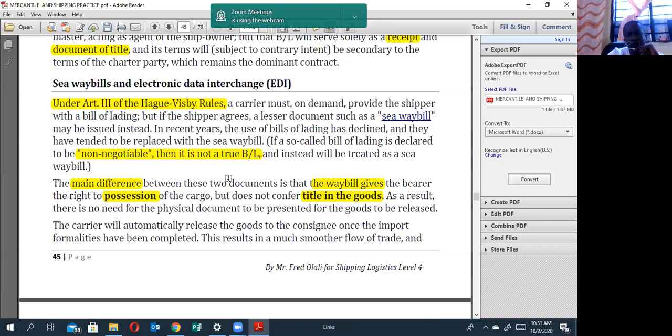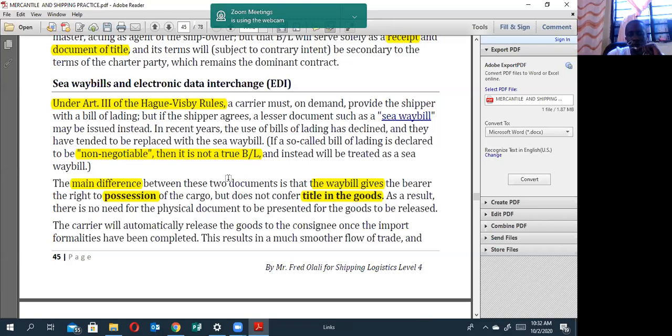It is said that the use of the bill of lading has been declining over the past periods, and bills of lading have tended to be replaced with another type of document known as the Seaway bill. The BL is normally negotiable. It is said that if the so-called bill of lading is declared to be non-negotiable, which means that it must go to the person named there, then that is not a true BL. It will be treated as a Seaway bill. So, in short, a Seaway bill is a non-negotiable document, while a BL is a negotiable document, okay?